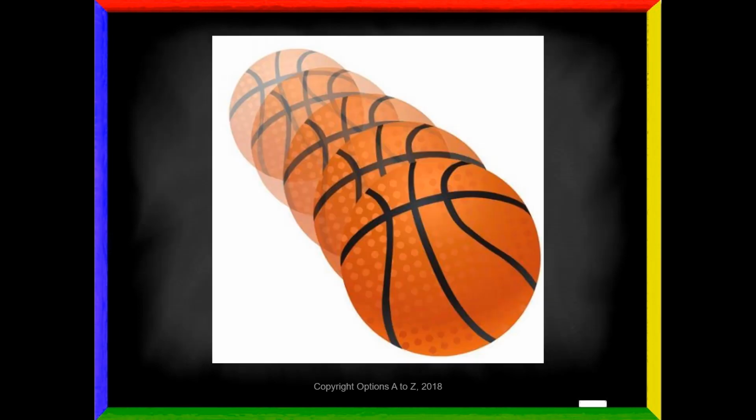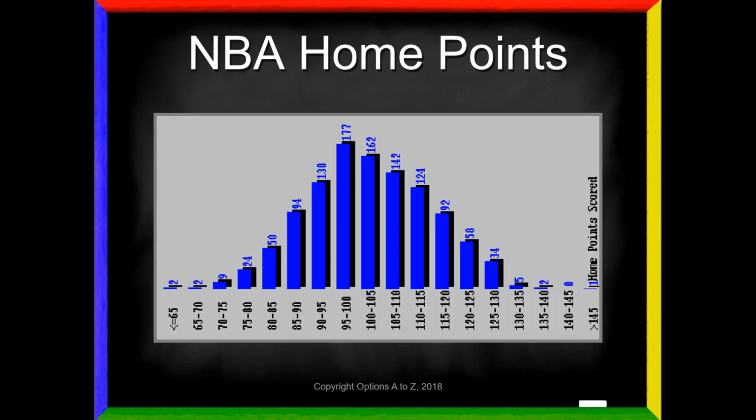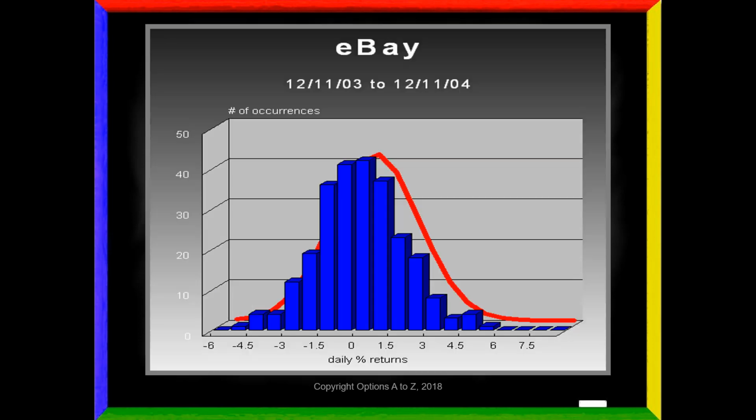We can also get this in professional sports. Let's take a look at basketball. If we look at the NBA points scored by the home team, look what we get. Another type of a bell curve. Well, lots of random data follow a bell curve, and stock prices are no exception. Here's a chart of eBay, and you can see that if we look at the daily returns, that's the percentage up or down per day, 0 is the average.